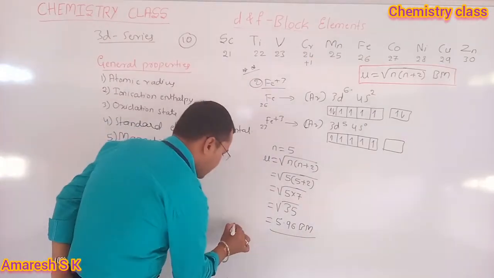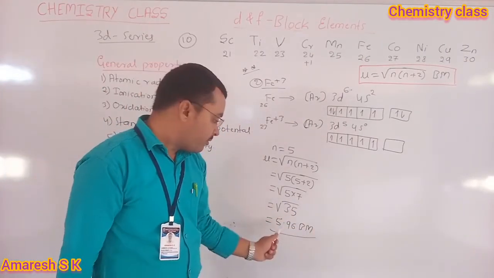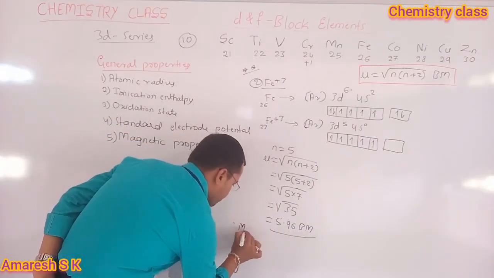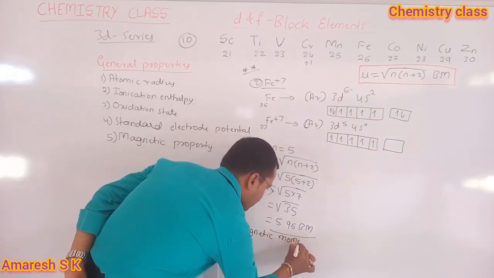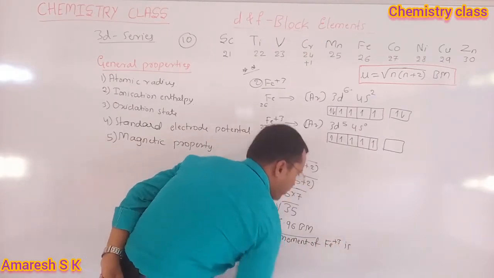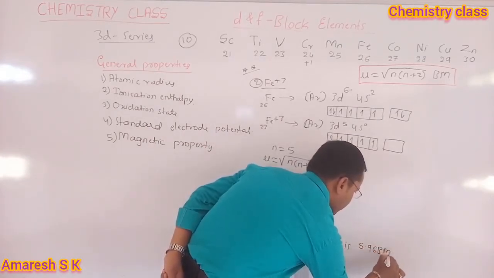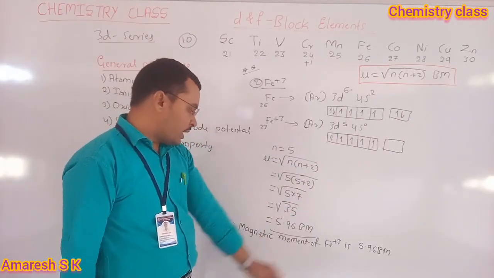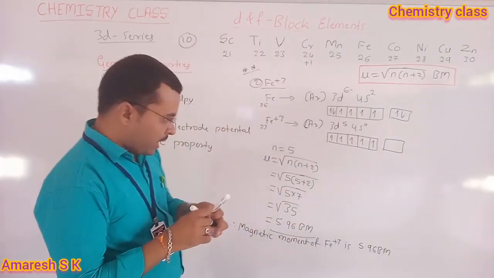Next, write the answer here. The magnetic moment of Fe plus 3 ion is 5.96 Bohr magneton. This is the answer. At the final, you should write this: magnetic moment of Fe plus 3 ion is 5.96 Bohr magneton.